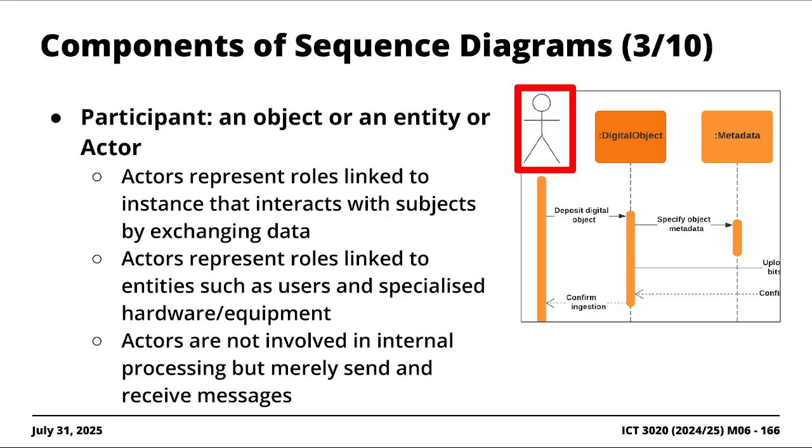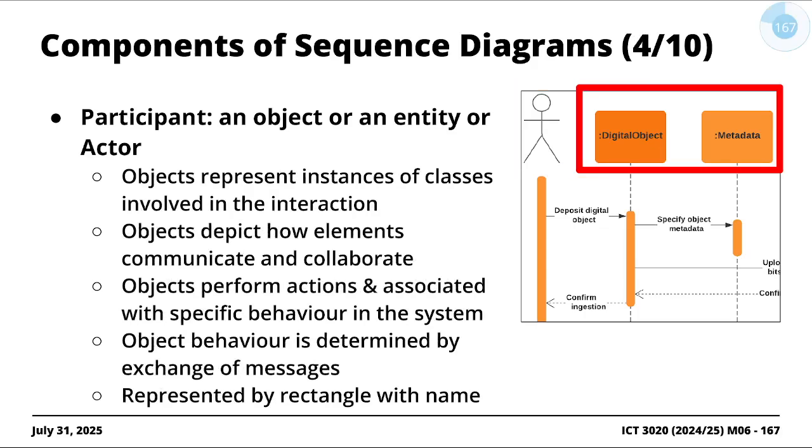This actor, if you remember our discussion of use cases, doesn't necessarily have to be a normal human user. It could be a third-party system. It could be a piece of hardware, for instance. Okay? And then we have our so-called objects. Now, if you remember our discussion of classes, these objects are like instances of those classes.